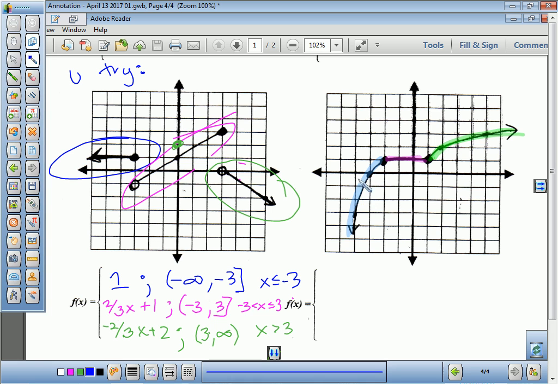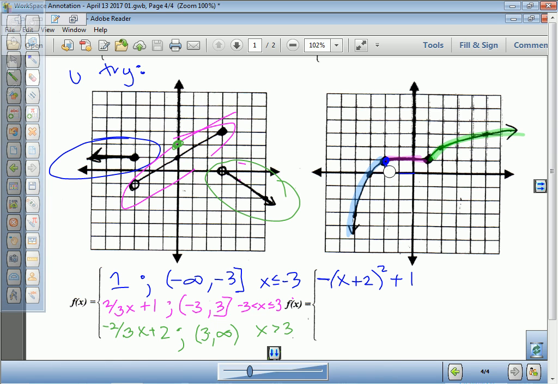It's a quadratic. Okay? And it's opening down. So it's negative. The vertex has been shifted left 2, so it's x plus 2, and up 1. The vertex was shifted left 2 and up 1 from the origin. Left 2, up 1, opens down.